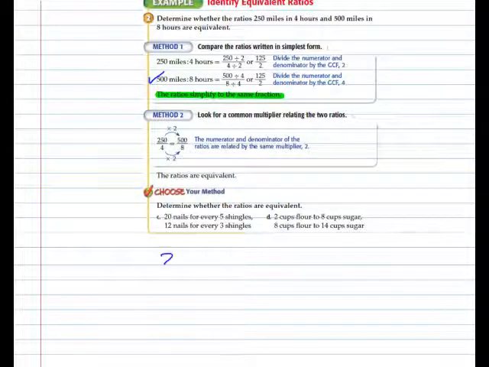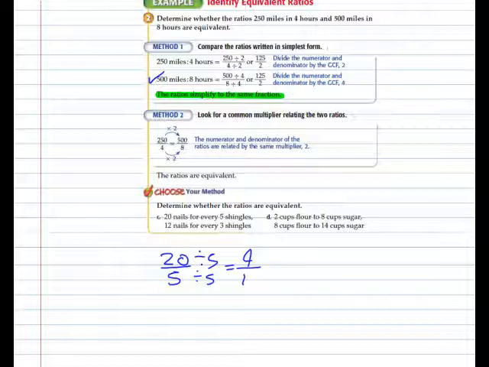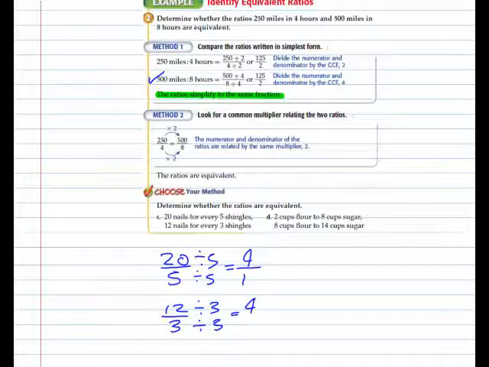Example C, 200 nails for every 5 shingles, written as 200 to 5, divided by the common factor of 5, and what I get is 4 nails for every shingle. In my second example, 12 nails to every 3 shingles, divide both numbers by 3, and in simplest form I get the ratio of 4 to 1. So these are equivalent ratios.